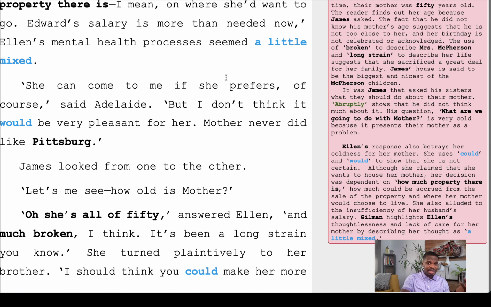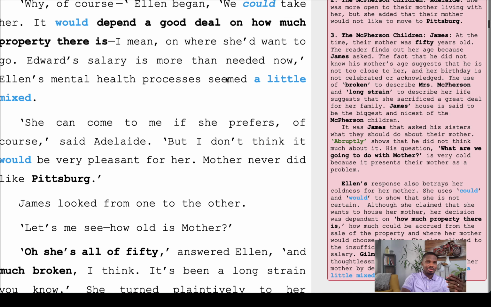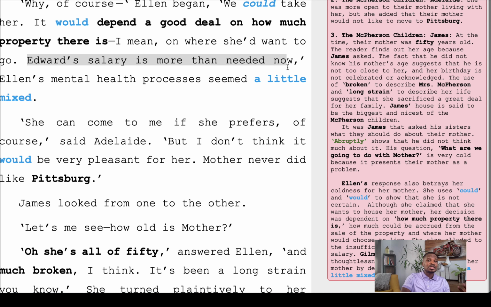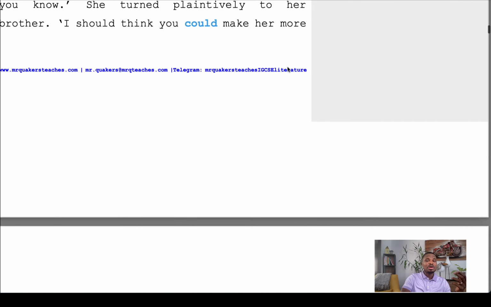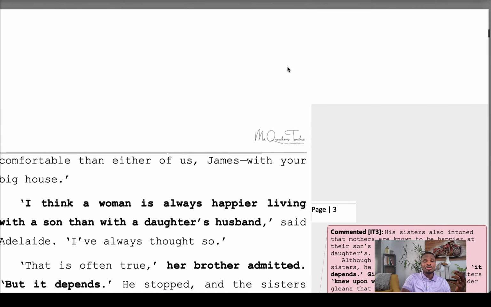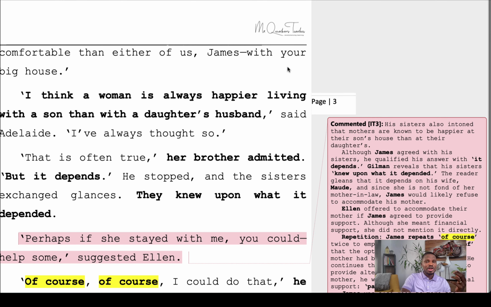So we see where she says it. She's like, "My Edward's salary is much needed now." So she sort of signals that she's not very keen on offering or giving their mother accommodation. Gilman highlights Helen's thoughtlessness and the lack of care for her mother by describing her thought as a little mixed. So we see that in terms of the attitude of Gilman to the children, she's not very warm towards them.